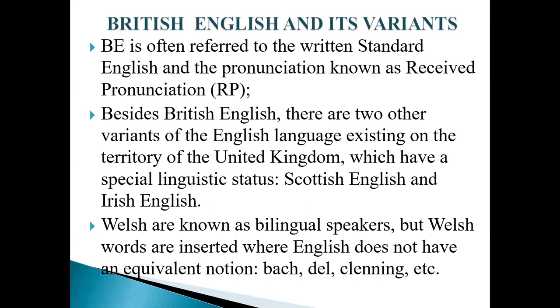British English is often referred to as the written standard English and the pronunciation known as received pronunciation, or RP. Besides British English, there are 2 other variants of the English language existing on the territory of the United Kingdom, which have a special linguistic status. They are Scottish English and Irish English. Welsh speakers are known as bilingual, but Welsh words are inserted where English does not have an equivalent notion.